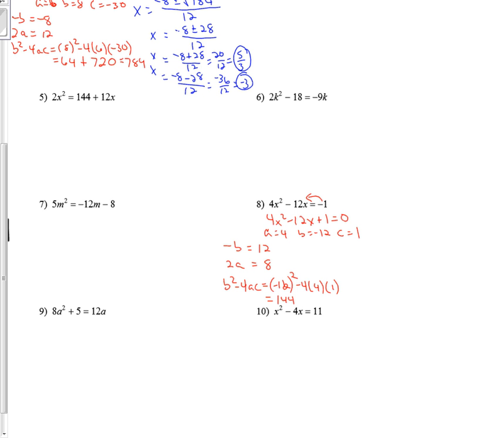144 minus, because there's only one negative, 4 times 4 times 1, which is 16. And I get 128 for that calculation. Now we'll plug them into the formula. Opposite of b comes first, that's 12. Underneath the square root sign goes the b squared minus 4ac, that's 128. And on the bottom is the 2a, that's 8.